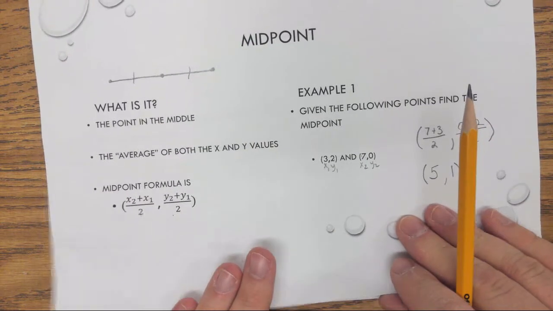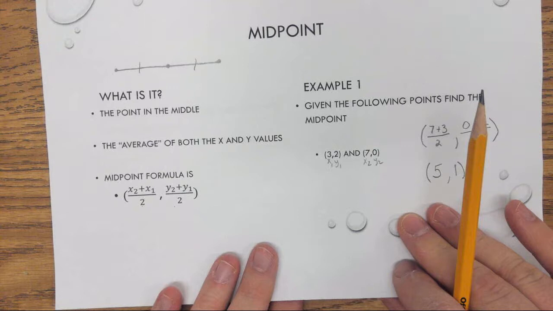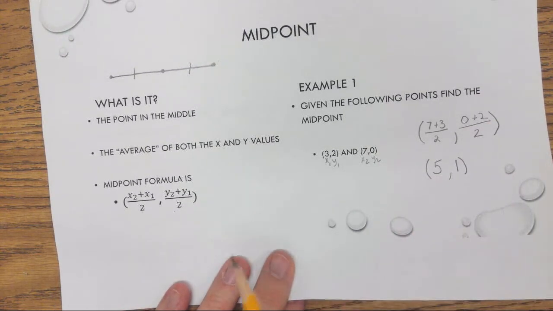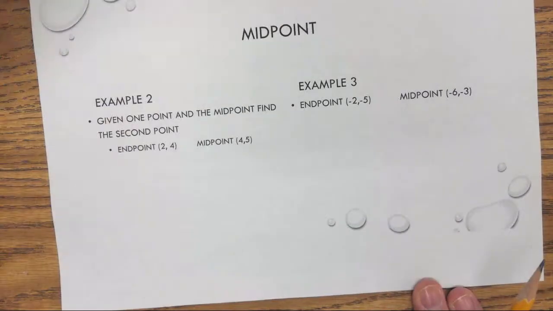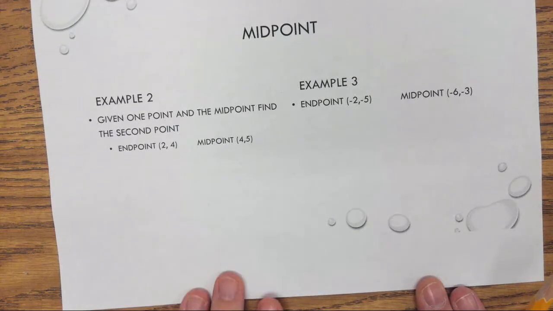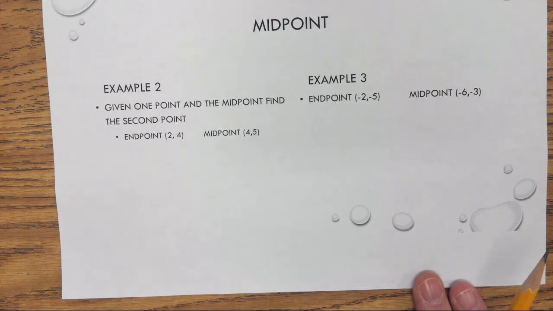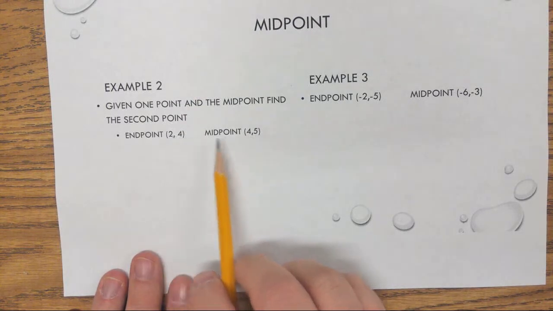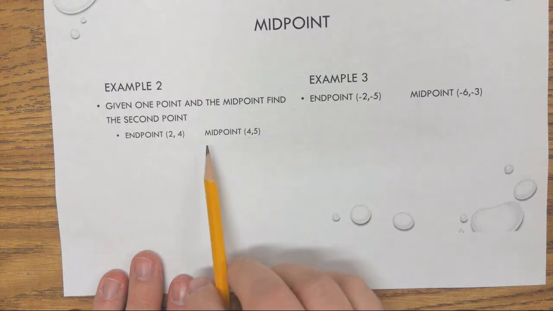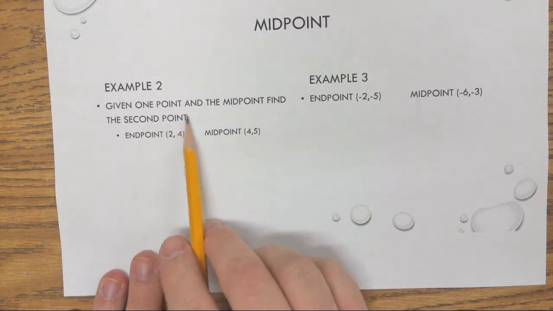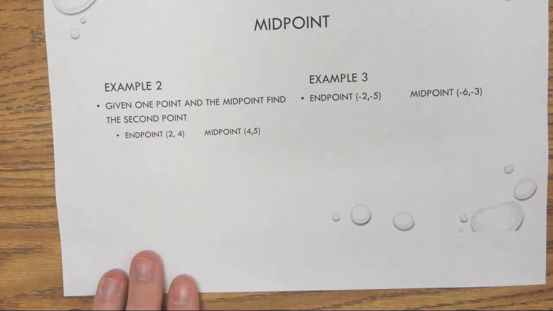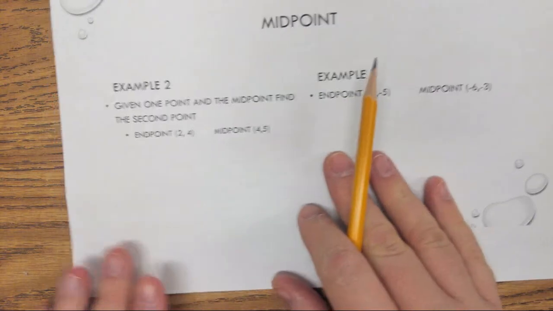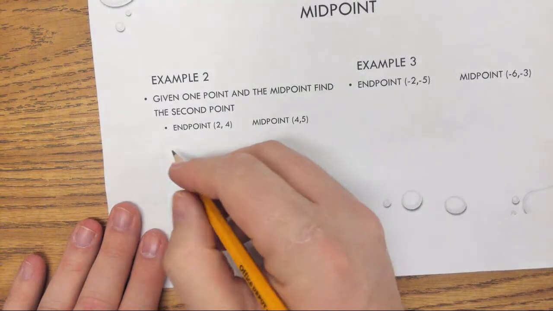Alright, now the next one's a little bit more tricky because it causes you to think a little bit differently about this midpoint formula. Alright, these are the two that students tend to have a little bit more trouble with because it's not as straightforward as the first one. We're still going to use the midpoint formula, but instead of actually finding the midpoint, they're giving us the midpoint and they want us to find the other endpoint or the second point on this. So what we have to do is we have to think differently.